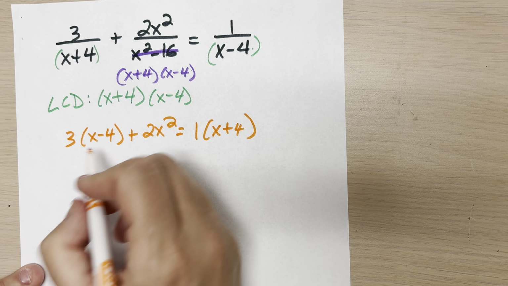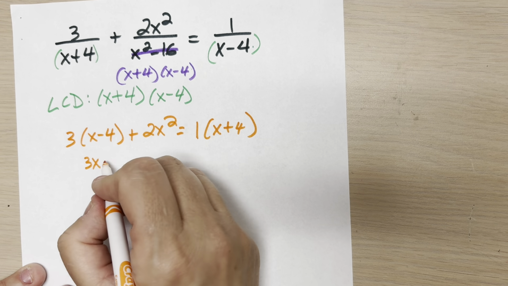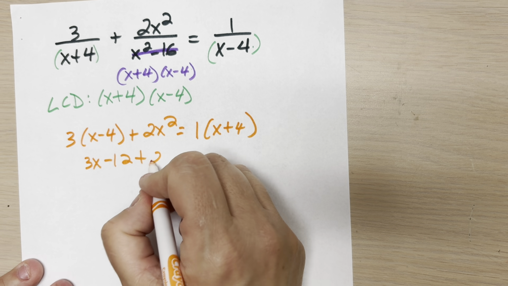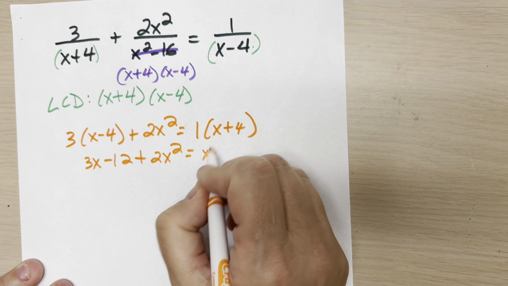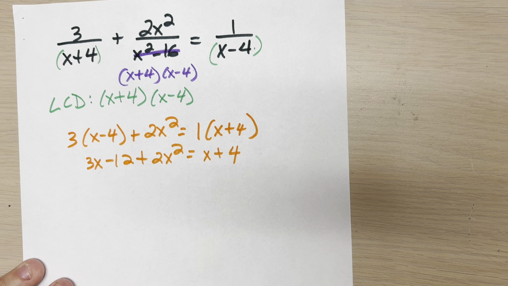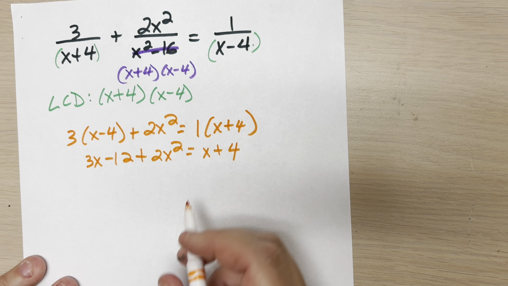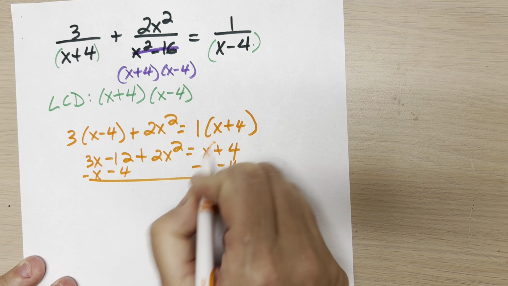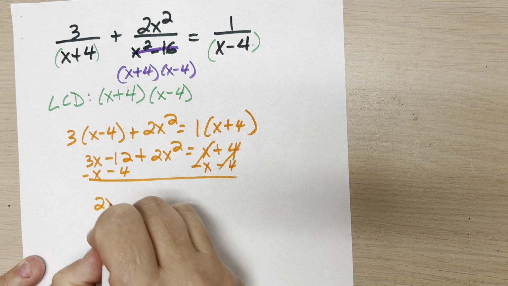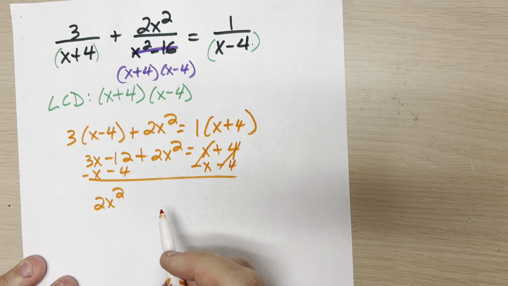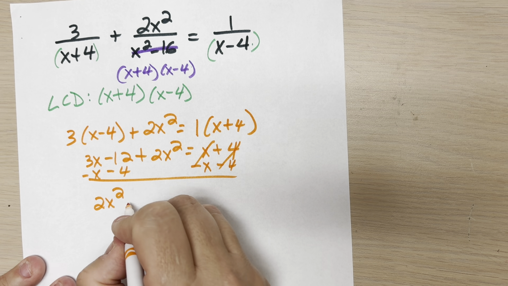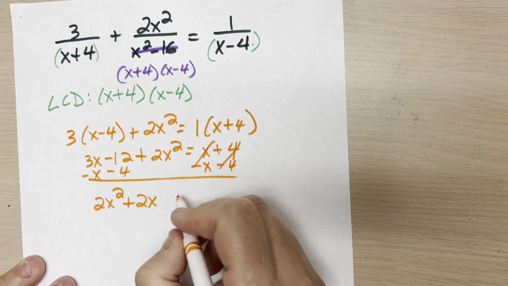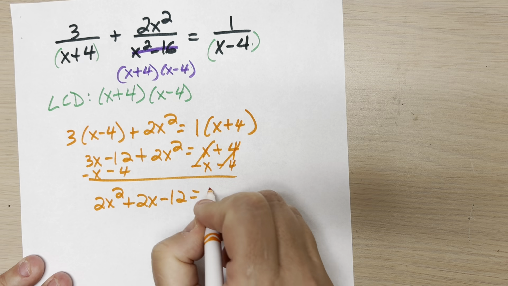Now I can distribute and do my mathy math. 3x minus 12 plus 2x squared equals x plus 4. It's quadratic, so we're going to make things pretty. I'm going to bring this stuff over. I'm going to put 2x squared first because standard form. 3x minus x is 2x. Negative 12 is just chilling.